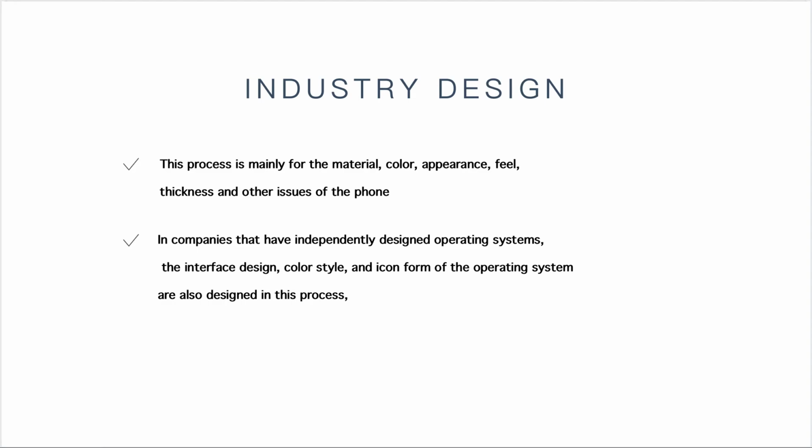So the first stage is industrial design. This process is mainly for the material, color, appearance, feel, thickness, and other issues of the phone. In companies that have independently designed operating systems, the interface design, the color style, and icon form of the operating system are also designed in this process. For example, Apple's icon design and different versions of the operating system are designed in this stage. And sometimes you even need to take into account gender differences in mobile phone design preferences. Different software has different audiences, and the proportion of men and women may vary greatly.